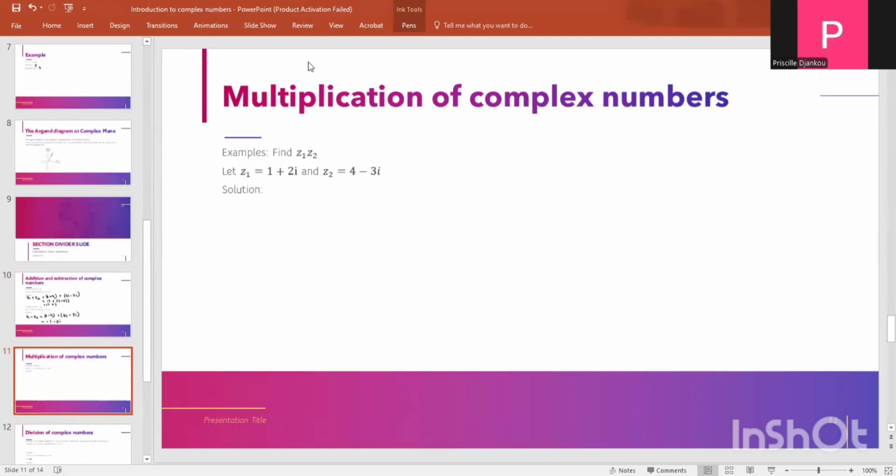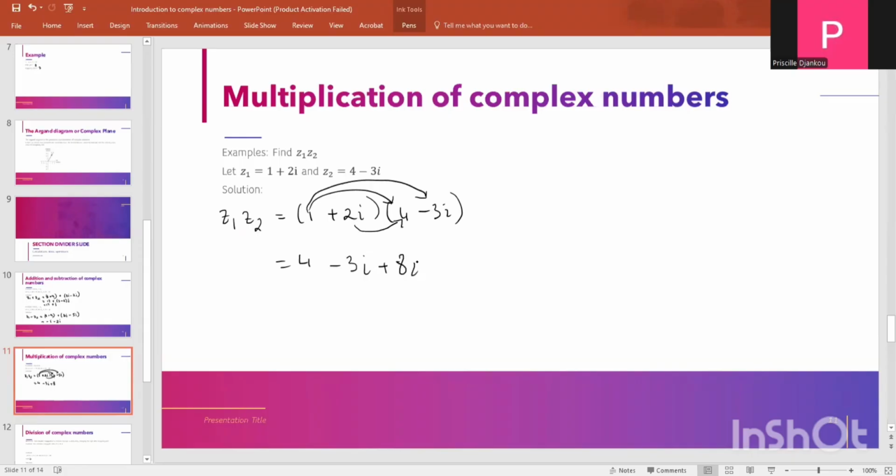How do we multiply complex numbers? Pay attention to what we're going to do here. Do you remember how to multiply algebraic expressions? We do it in a similar manner. We have 1 plus 2i times 4 minus 3i. You multiply 1 times 4, which gives us 4. 1 times minus 3i gives minus 3i. You multiply 2i times 4, the answer is 8i. You multiply 2i times minus 3i, you're going to have minus 6i squared.